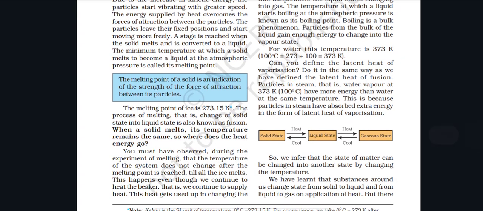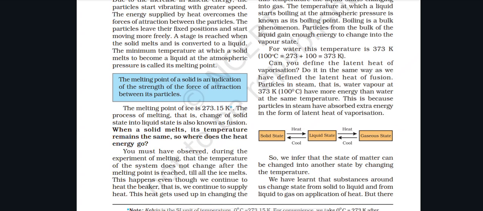This is the important bit. The melting point of a solid is an indication of the strength of the force of attraction between its particles, and the melting point of ice is 273.15 Kelvin. The process of melting, that is change of solid state into liquid state, is also known as fusion. When a solid melts, its temperature remains the same.